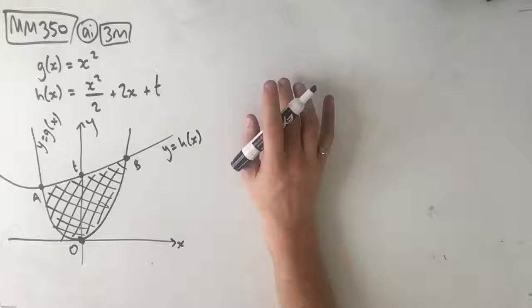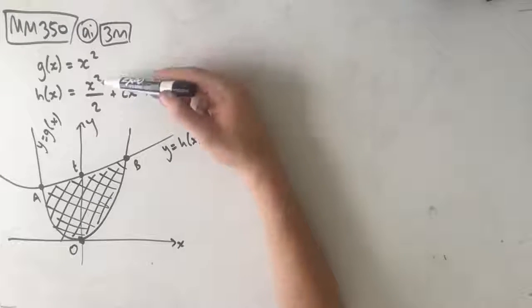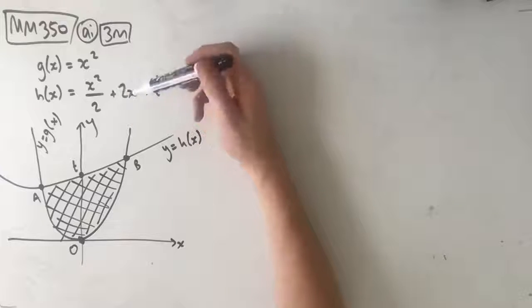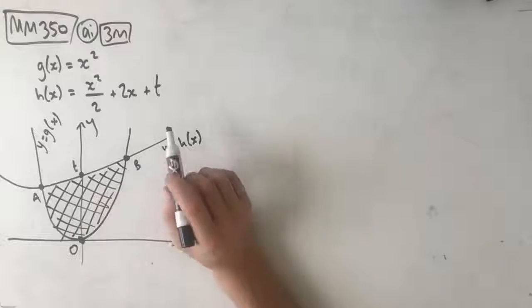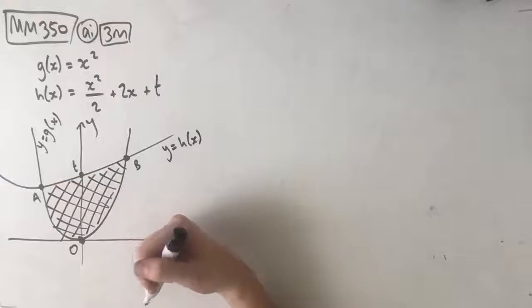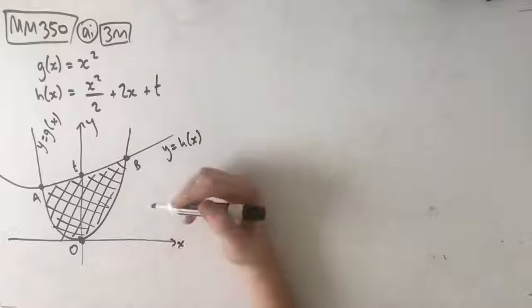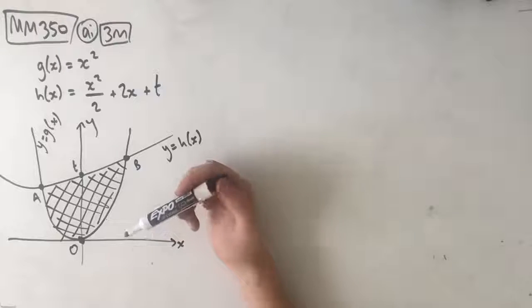So in this question we've got two graphs. We've got g of x equals x squared and h of x equals x squared over 2 plus 2x plus t, as shown below on this graph here. Now, the graph of h is sliding upwards at a rate of 1 unit per second, such that t is equal to both h of 0 and the time in seconds since the graph started sliding upwards.